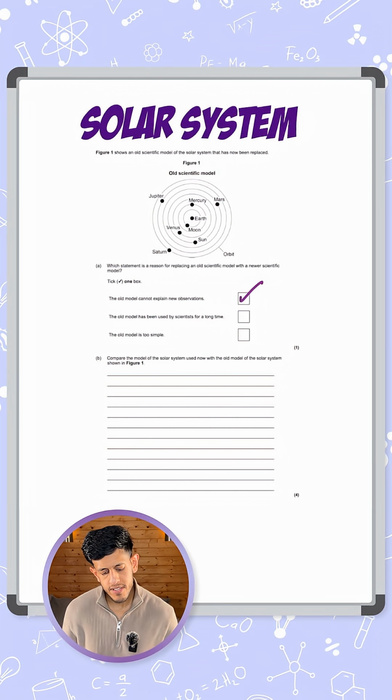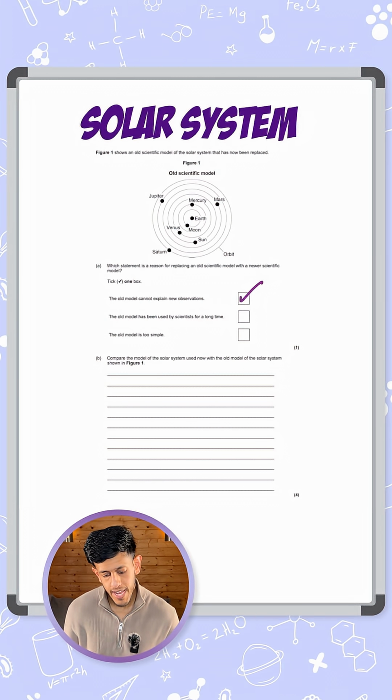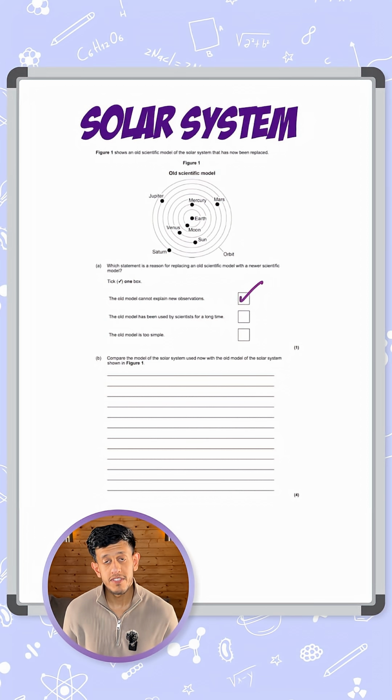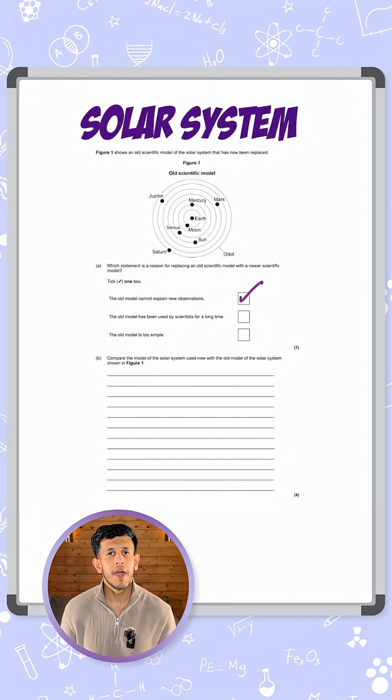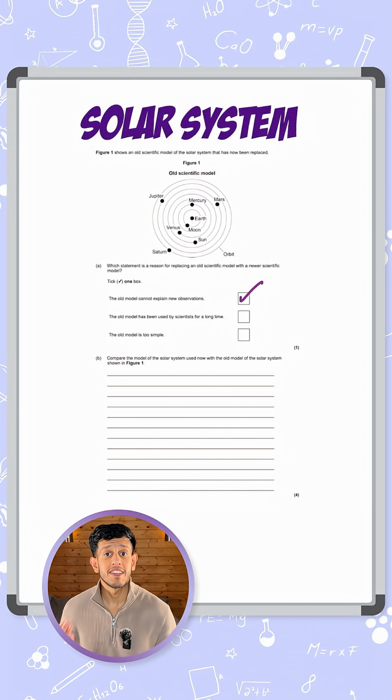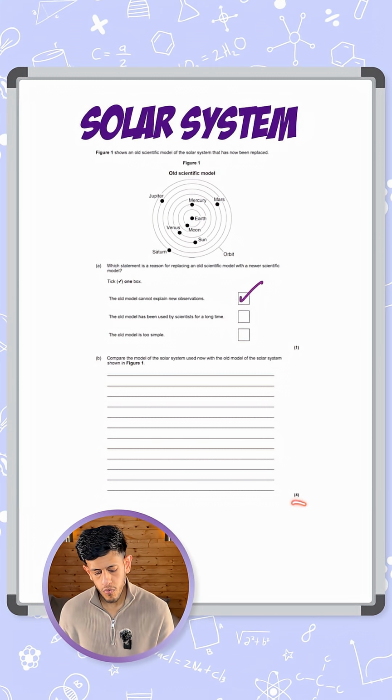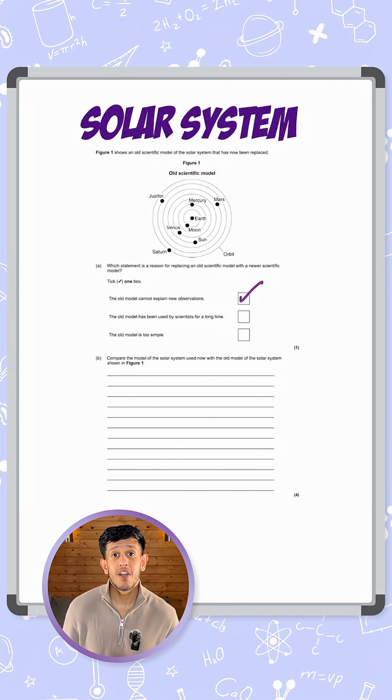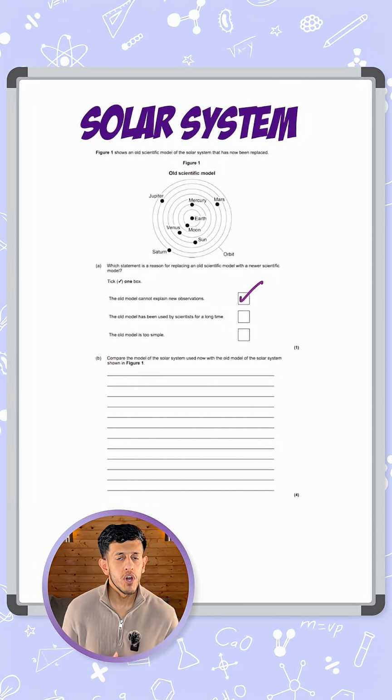Now for the second question, it says compare the model of the solar system used now with the old model of the solar system shown in figure 1. So if we're comparing, we're looking at similarities and we're looking at differences. This question is for 4 marks. So I'd say maybe 2 similarities, 2 differences, but let's cover what we know and put it in the answer here.